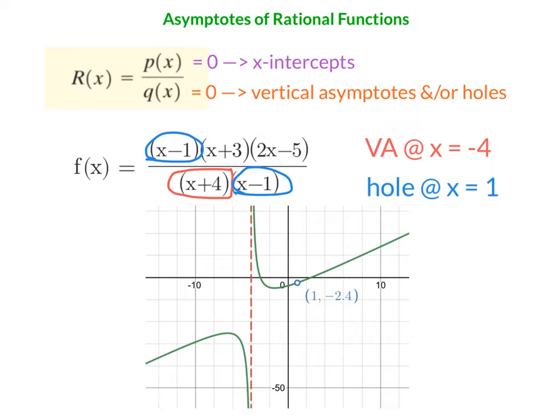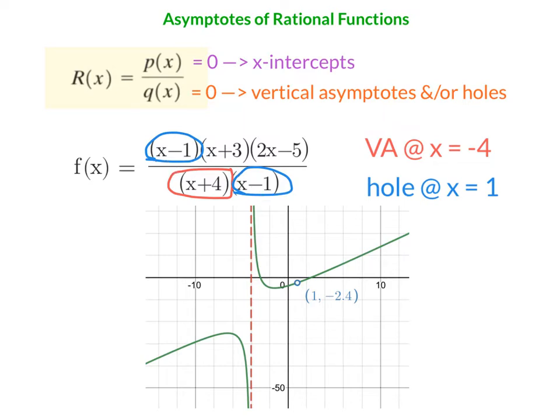So domain is affected by both vertical asymptotes and holes. So if there's a hole and vertical asymptotes, you'd write them all in your domain because domain will skip over both. So here's how you tell the difference between, is it a vertical asymptote or is it a hole? Like we did in the last example, once we factored it, we had the same factor on top and bottom. In this example, in factored form, I have the same factor x minus 1 on top and bottom.